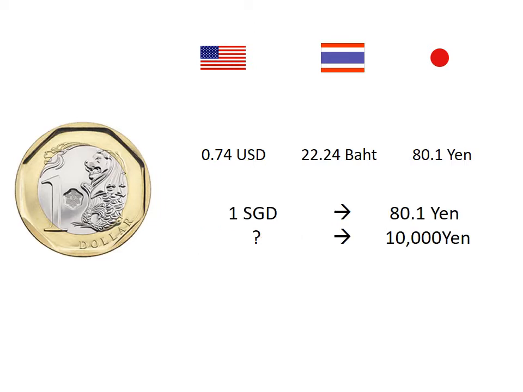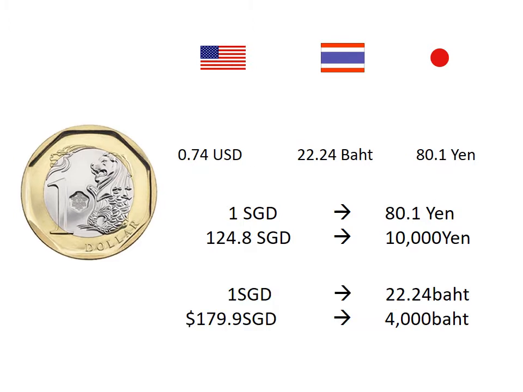Now I put this in the tutorial to compare the difference between two rates. One Sing to 80.1 yen, 10,000 yen, how much? Let's take a look. 124.8 Sing dollar. And then we compare with the Thai baht. 1 Sing dollar to 22.24 Thai baht. When you pay 4,000 baht, it is 179.9 Sing dollar. So the Thai baht is the more expensive one, between 4,000 baht and 10,000 yen.